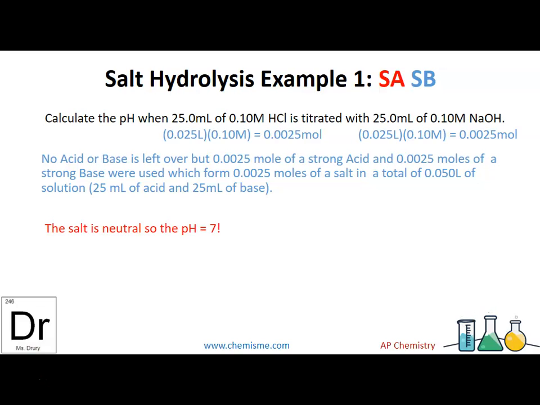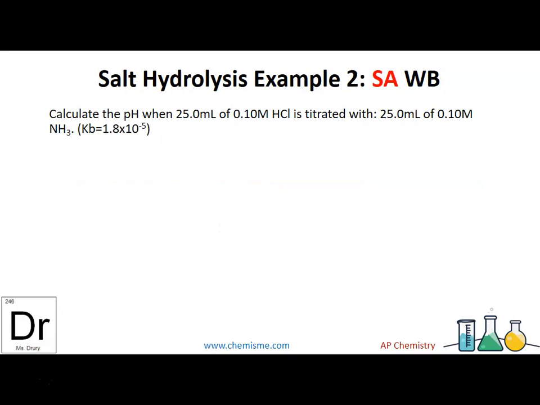Best case scenario. Let's work out two of the worst case scenarios, right? So strong acid, weak base. So calculate the pH when you have the same titration, but I changed the base to NH3 and I gave you how weak the base was to remind you that it's a weak base.